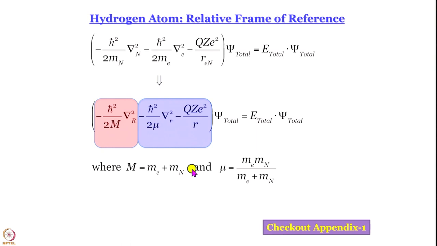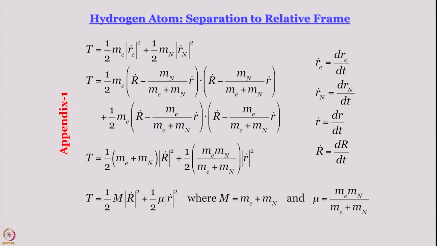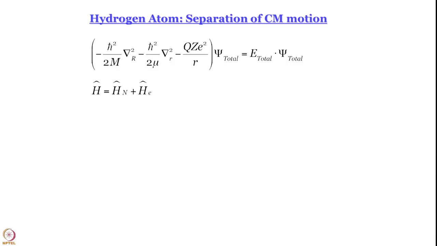So, the second and third terms together are in relative coordinates, and they talk about the movement of the electron with respect to the nucleus. The first term, in a different colored highlight, is for the movement of the center of mass. So, the Hamiltonian is nicely separated into two parts, one for the center of mass, one for the electron with respect to the nucleus. How? This is how. Okay. So, the Hamiltonian is sorted. The Hamiltonian can be written as Hn plus He, n for nucleus, e for electron with respect to nucleus.